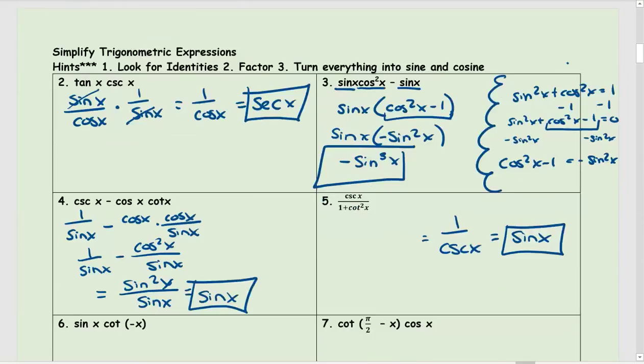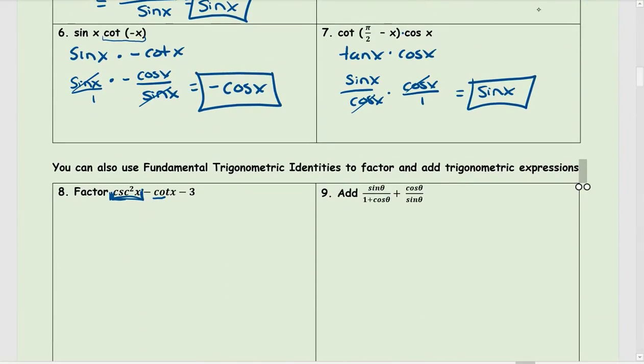So we're going to come back down, and we know that cosecant squared x is 1 plus cotangent squared x minus cotangent x minus 3. So now we're going to put this in the correct order. So now we have cotangent squared x minus cotangent x. 1 plus negative 3 is negative 2.